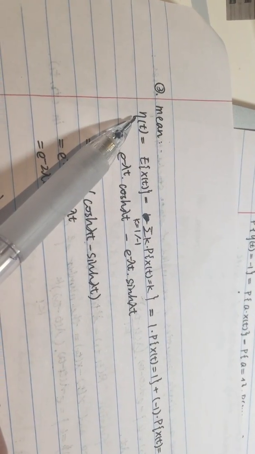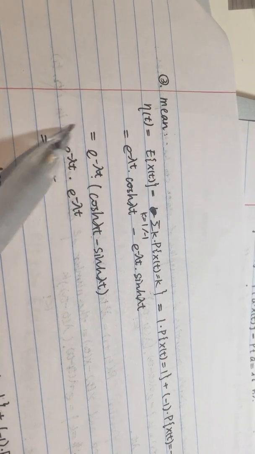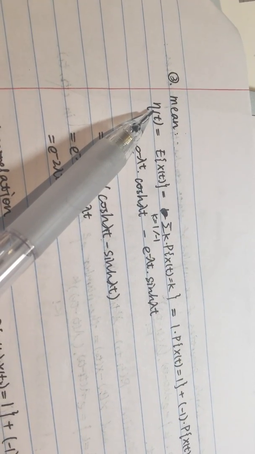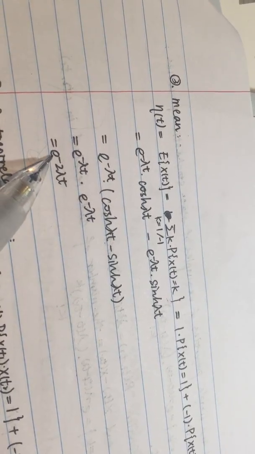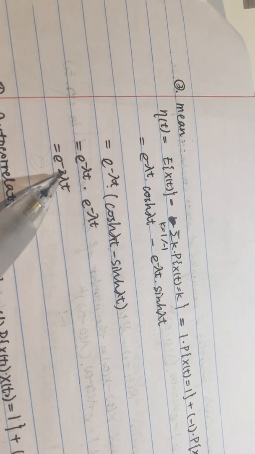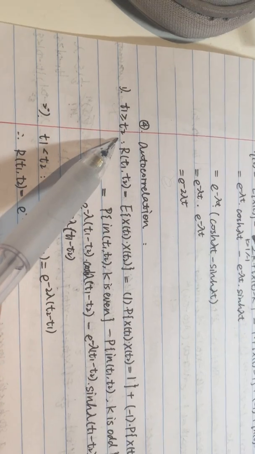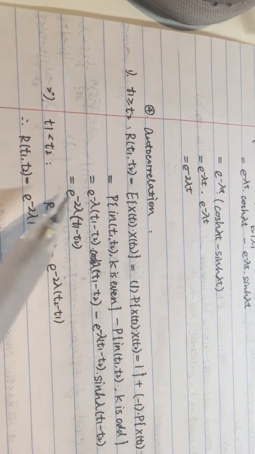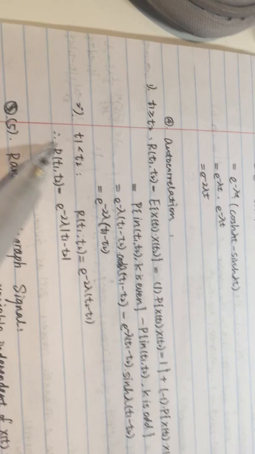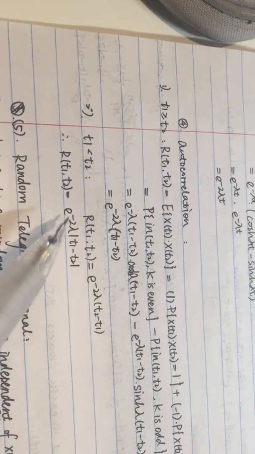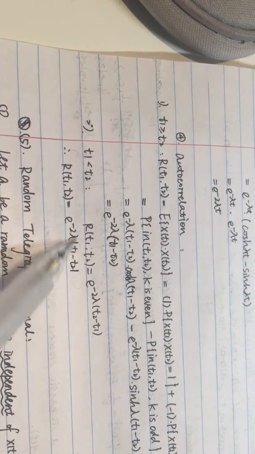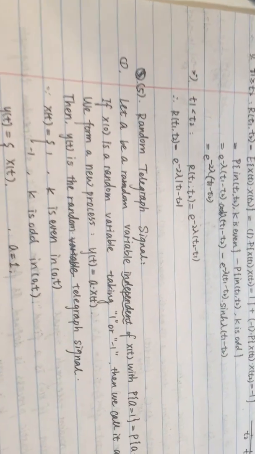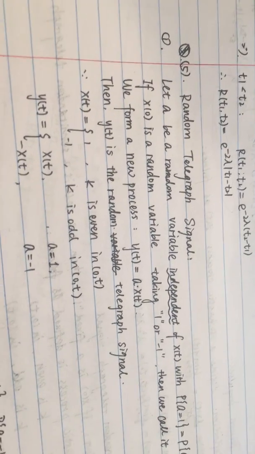The mean value eta(t) equals exponential of minus 2 lambda t. The autocorrelation, when t1 is bigger than t2, goes to this. When t1 is smaller than t2, autocorrelation goes like this. Therefore, the autocorrelation is here.